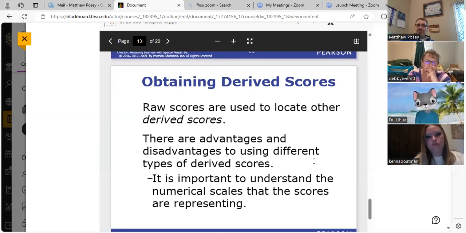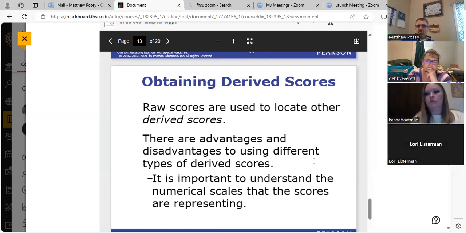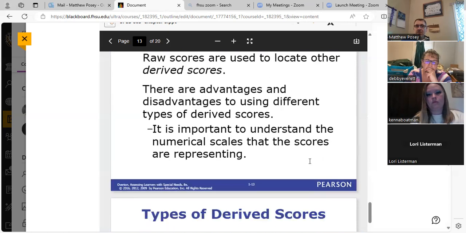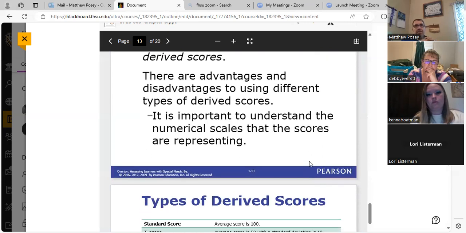Okay, are there any advantages and disadvantages to using different types of derived scores? So again, I'm going to show you a chart in just a moment that has a lot of different types of scores. Z scores, T scores are just two different types. You don't necessarily see them a lot. Certain assessments use them in their reporting, others don't. So trying to understand and compare a T score to a Z score and trying to convert those, there is a conversion process.